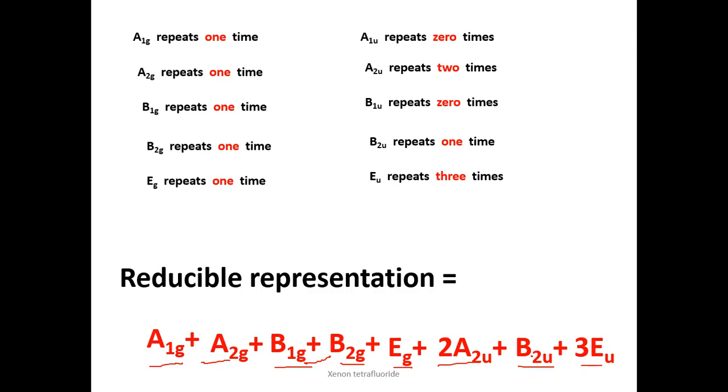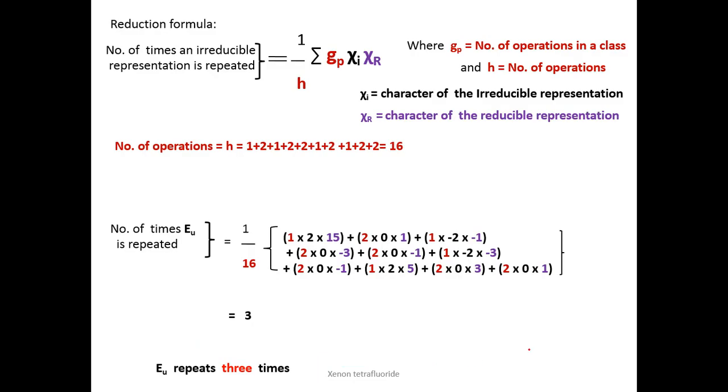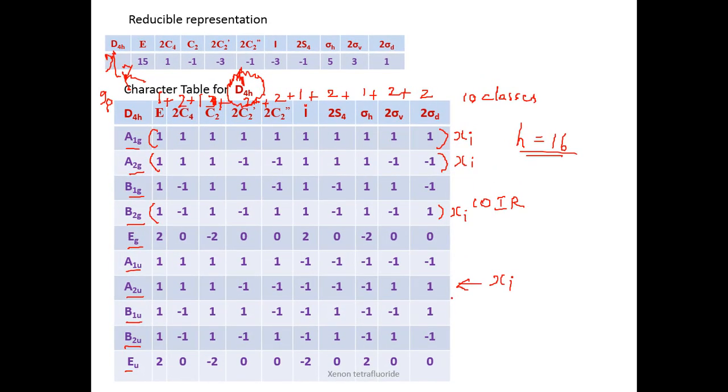Now we are going to check the correctness of the reducible representation like this. We have to look at the character table for it. In this character table, you have to look at the column opposite to E alone, that is symmetry operation E. The numbers here under E represent the dimensions of the irreducible representations. For A1G the dimension is 1, A2G 1, B1G 1, B2G 1, EG 2, A1U 1, A2U 1, B1U 1, B2U 1 and EU 2.